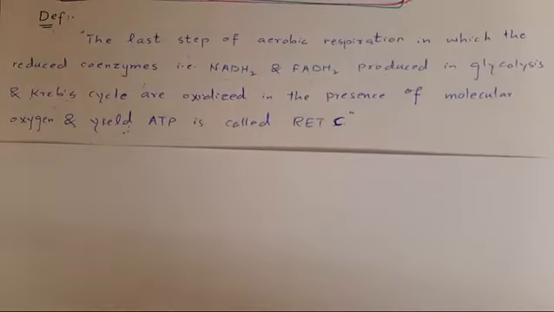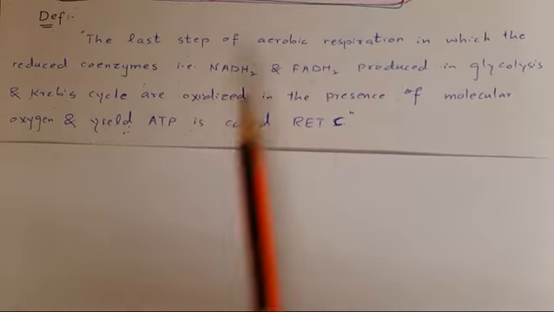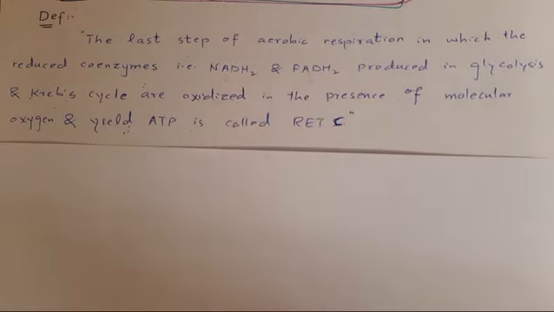As you know, coenzymes NADH2 and FADH2 are reduced in the Krebs cycle and they store energy. Now they carry this energy to the electron transport chain where it is converted into ATP. So thus coenzymes work as energy carriers, right?